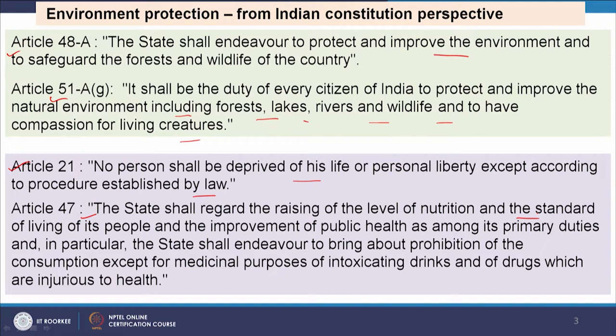And Article 47: the state shall regard the raising of the level of nutrition and the standard of living of its people and the improvement of public health as among its primary duties, and in particular the state shall endeavor to bring about prohibition of the consumption, except for medical purposes, of intoxicating drinks and of drugs which are injurious to health. That is also indirectly related to the environment.